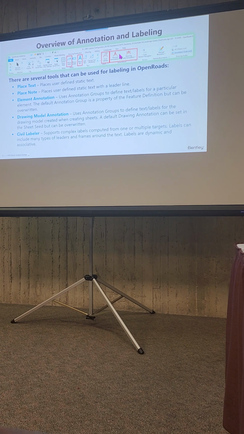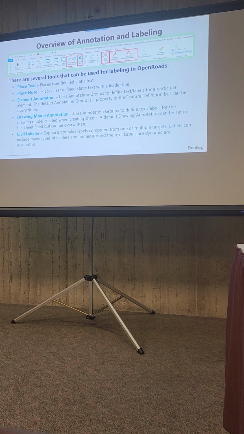And then we have element annotation, which is going to be feature definition based. So this is per element. What it does is when you click on element annotation, whether you choose all elements or you hand select which ones you want, it's reading the feature definition and seeing what default annotation group you have assigned to that feature definition to know how to annotate it. The example I use is stationing. If you choose that element annotation, you pick your alignment, it's going to read that feature definition and know which stationing annotation group to use.